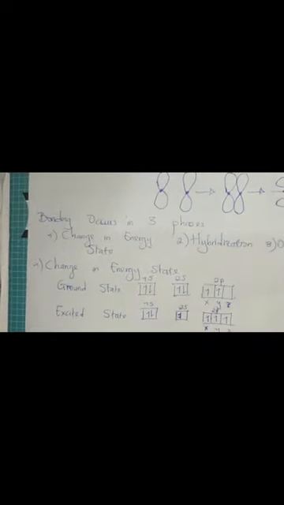Now let's get back to bonding. Bonding occurs in three main phases. The first step is the change in the energy state of the carbon atom. The second is hybridization, and the last is the overlapping, or the bonding proper, if you can say that. So let's get into it. The first one, change in the energy state.